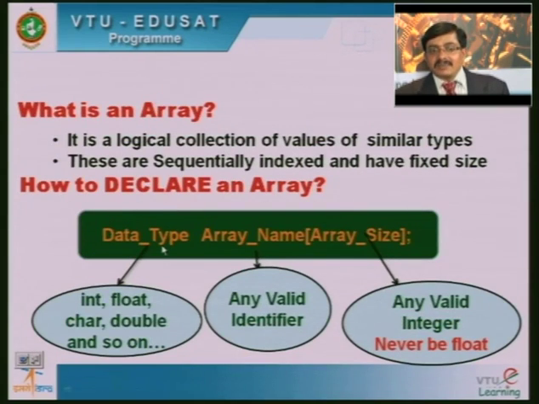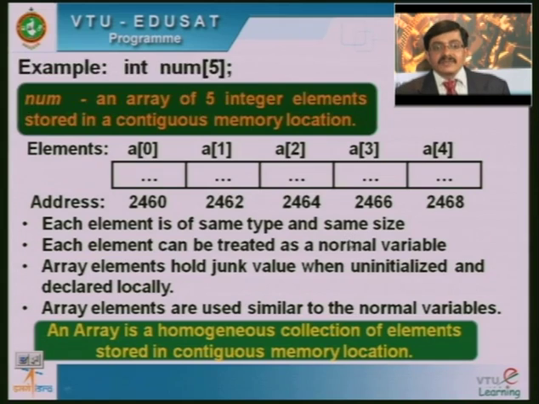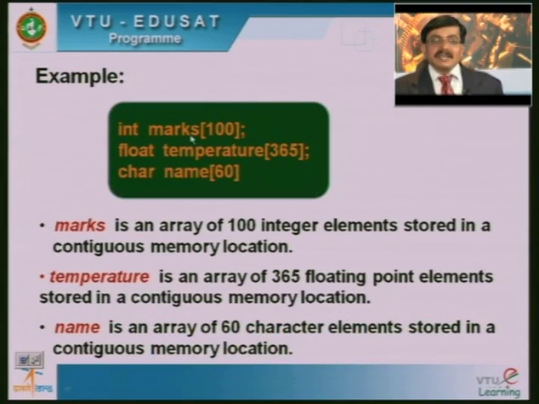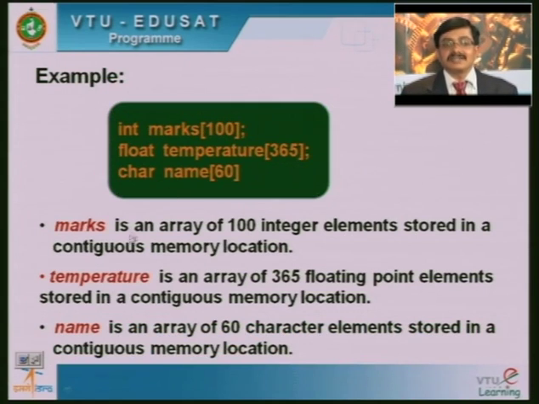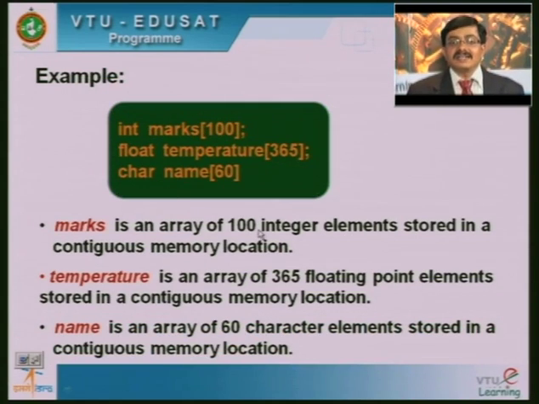It must be the data type followed by at least a single space, then the array name, and within the square brackets I must specify the size of the array. So here, marks is an array of 100 integer elements stored in a contiguous memory location. It's also called continuous memory locations.